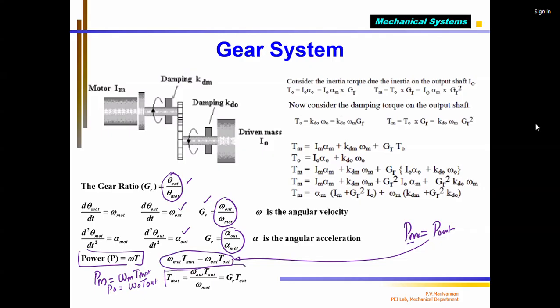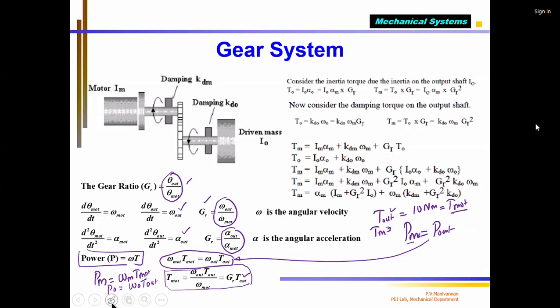If I want to find the torque needed to drive a load which requires T out, say the load torque is 10 Newton meter, I need to select a motor. If the motor drives the load directly, T out should be equal to T motor, no question about it, otherwise the load will not move. So I need the maximum torque of 10 Newton meter from the motor as well. But I have a motor which has less torque, but it can run at higher speed.